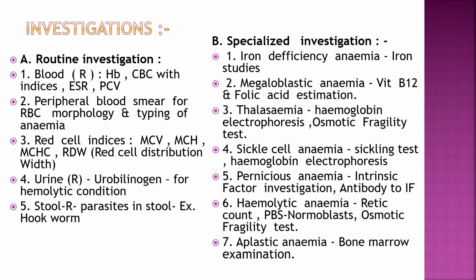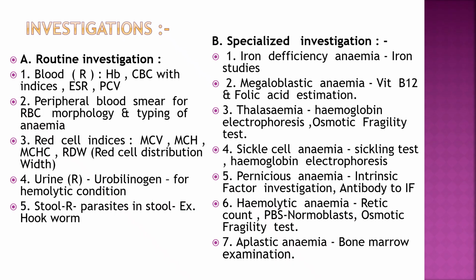Then specialized investigations for typing of anemia. So iron profile for iron deficiency anemia. For thalassemia, hemoglobin electrophoresis, osmotic fragility test, fetal hemoglobin test. For sickle cell anemia, sickling test, hemoglobin electrophoresis. Then for megaloblastic anemia, vitamin B12 and serum folic acid estimation. For pernicious anemia, vitamin B12, folic acid and intrinsic factor investigation.